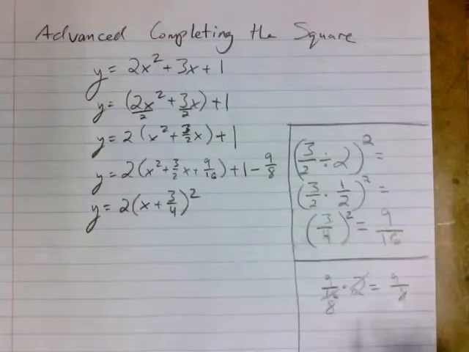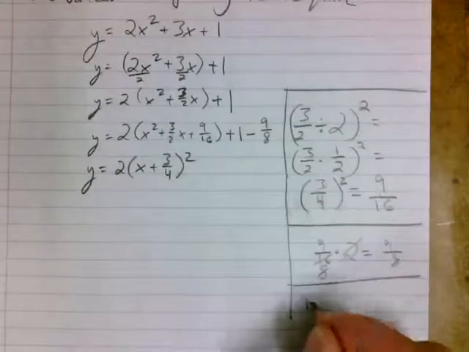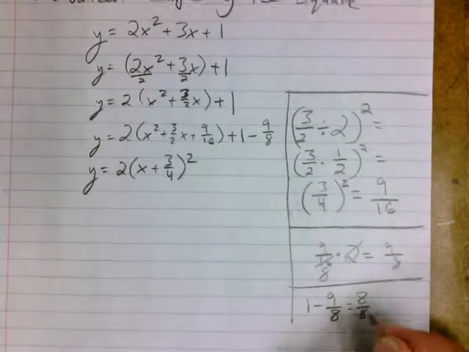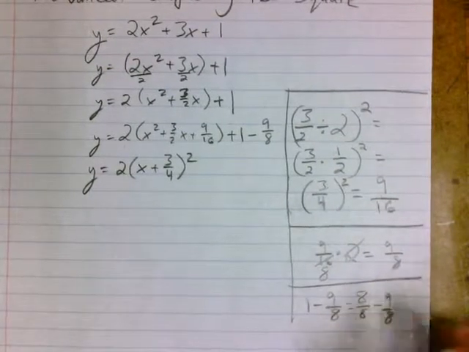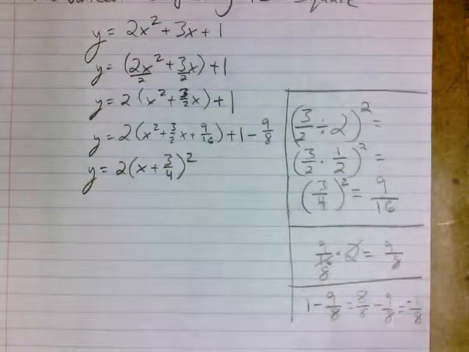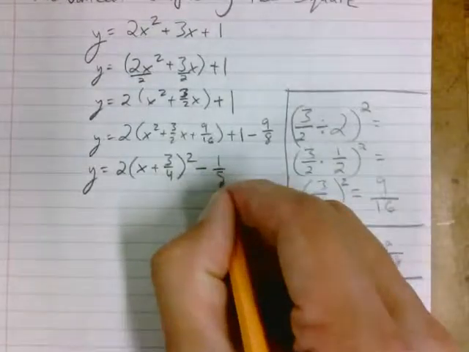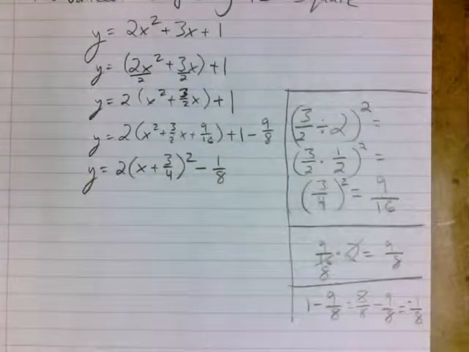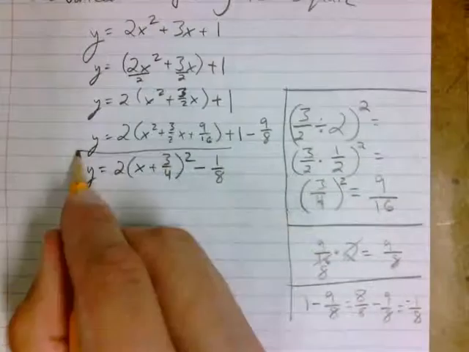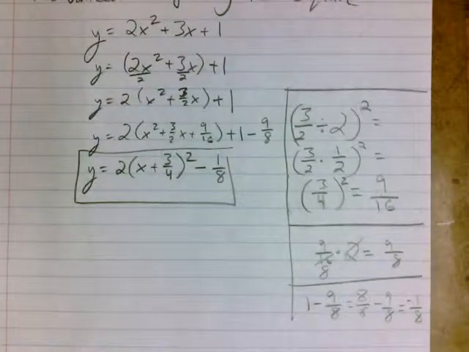On the outside, we have 1 minus 9/8. 1 minus 9 over 8, which is just like saying 8 over 8 minus 9 over 8, which results in negative 1 over 8. So negative 1 over 8. And that is how you complete the square when you have fractions.